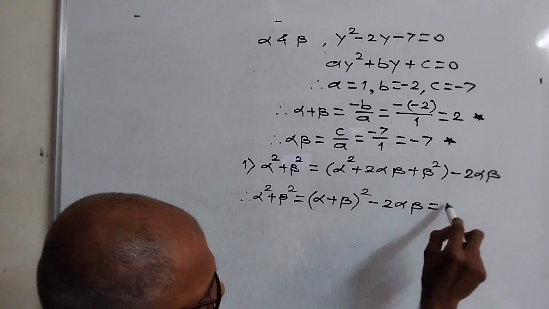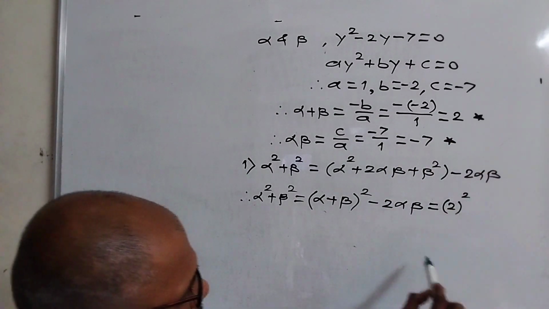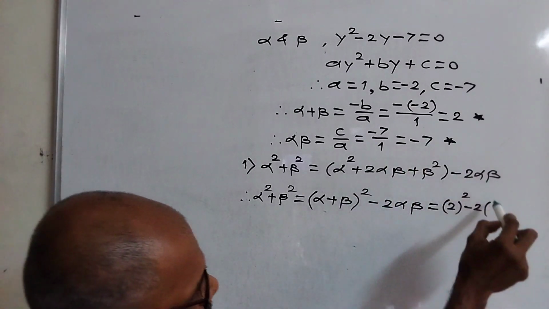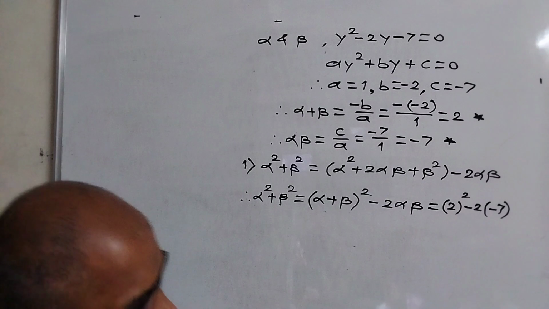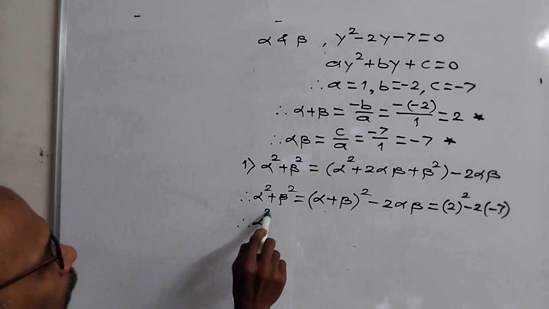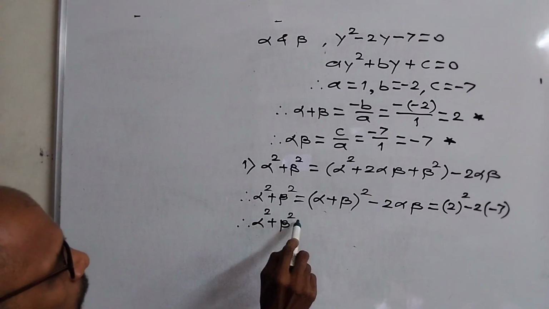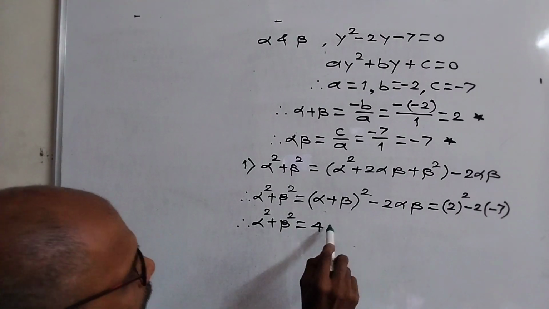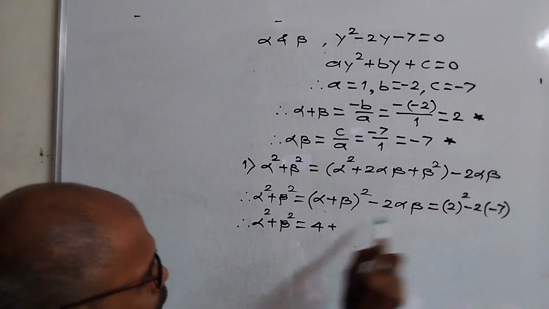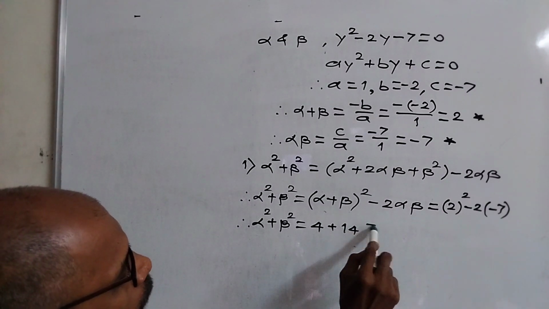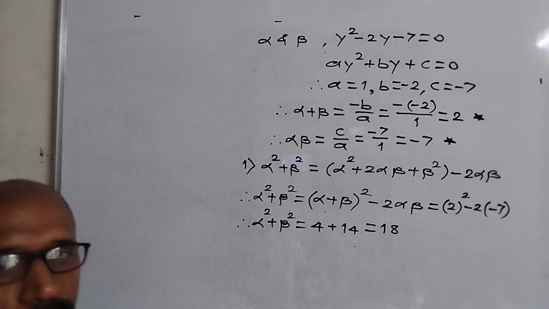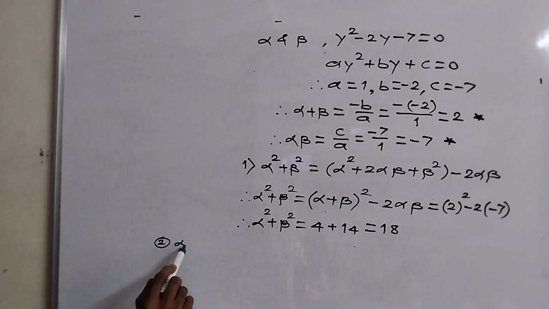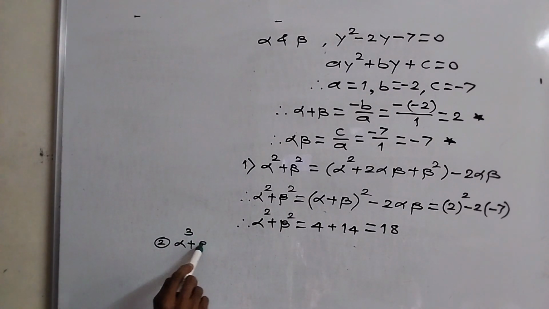Alpha plus beta, 2, bracket square minus 2 into alpha into beta, minus 7. Therefore, alpha square plus beta square is equal to 2 square, 4, minus into minus plus 7 into 2, 14, is equal to 18. Did you understand this first? Yes.